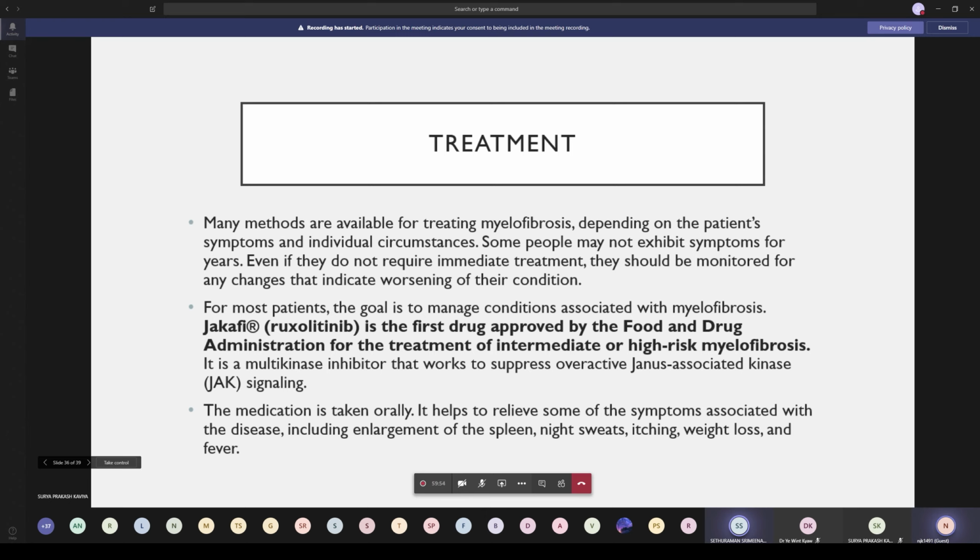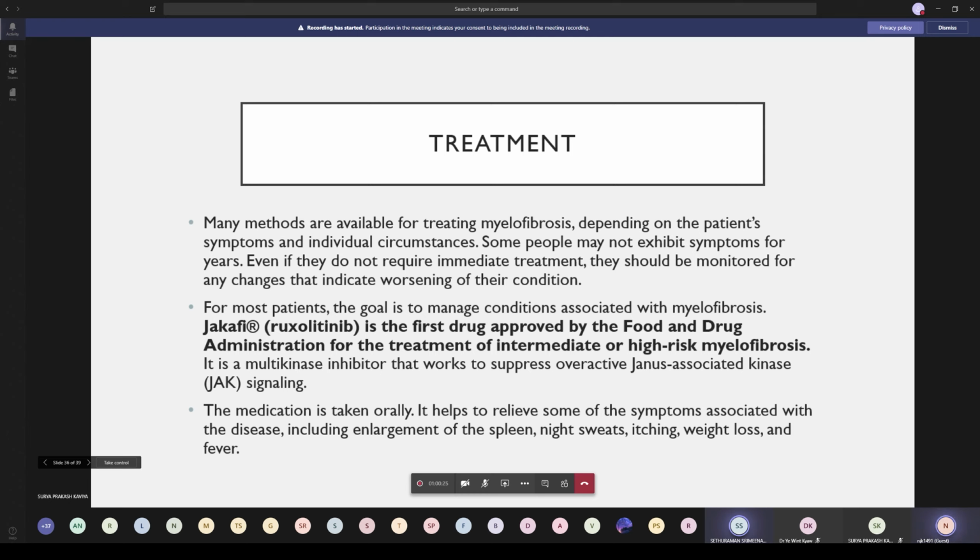The treatments. There are various treatments for this primary myelofibrosis, which depend on the patient's symptoms and their circumstances. Some people may exhibit the symptoms, the clinical picture which I said before, but some may not, but they will not require immediate treatment, since they are diagnosed at the age of 60 to 70 years.